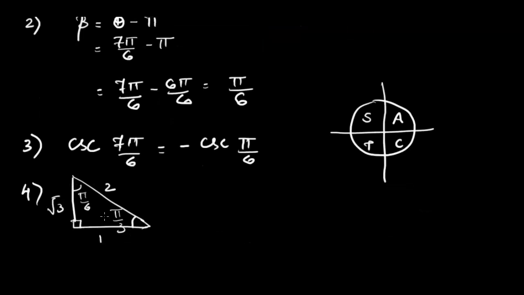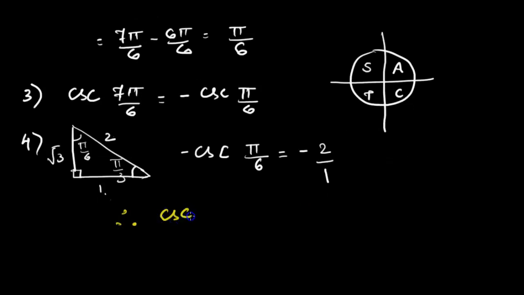Step 4 is to use special triangles to get the value of cosecant pi by 6. As sine is opposite over hypotenuse, cosecant is hypotenuse over opposite. So cosecant pi by 6 is hypotenuse over opposite, that is 2 over 1. Because we are looking for negative cosecant pi by 6, the answer will be negative 2 over 1. Therefore, the final answer that we get is cosecant 7 pi by 6 is equal to negative 2 over 1.